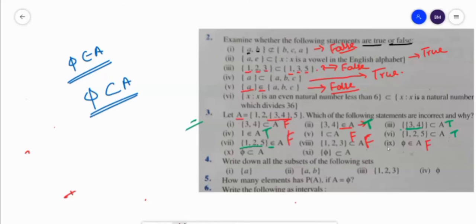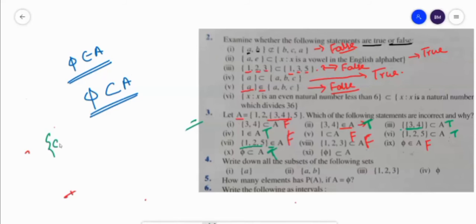Now number 10, phi subset of A. That's what I am telling. So this is also correct. Phi is a subset of A. That implies I had written it wrong. This one is a true statement. Number 10 is a true statement.